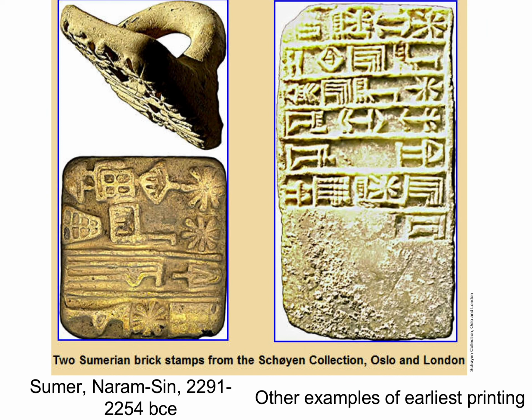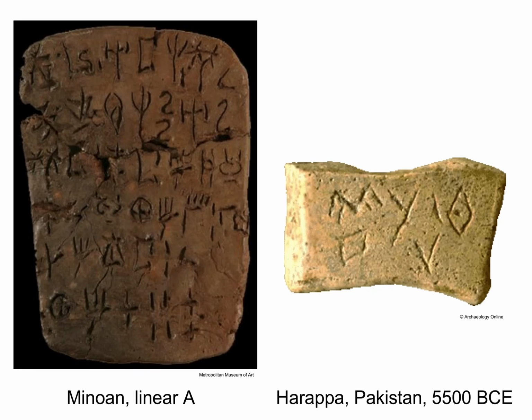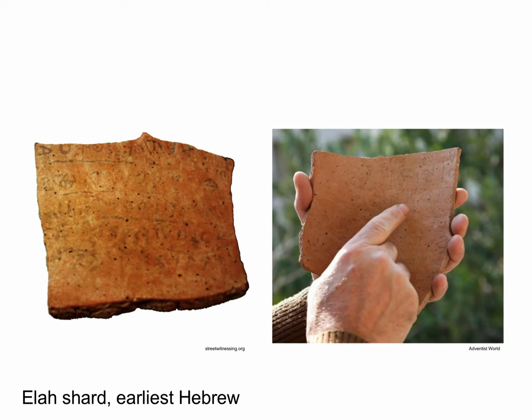We have other examples here from Mesopotamia, from Sumer, and there are also other examples of the earliest form of printing. And here we have the tool and its impression as well. All kinds of languages are first recorded on ceramic material. We have Minoan, Linear A, on the left. And another example from Pakistan, from very, very ancient times.